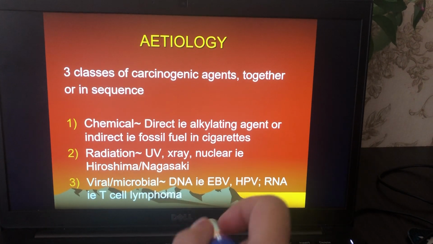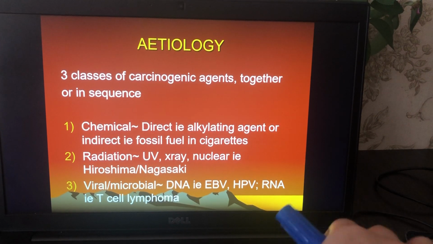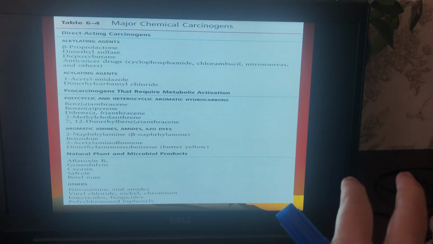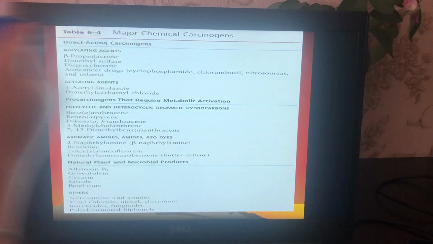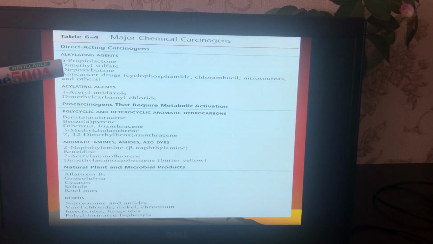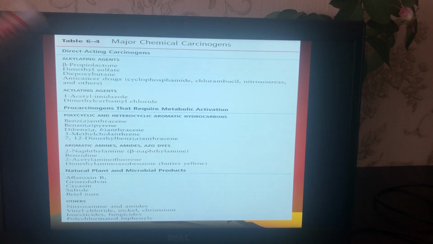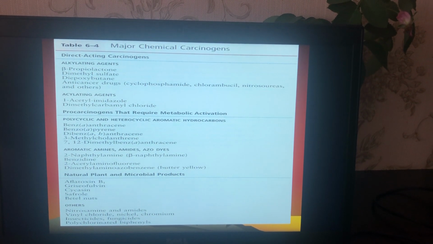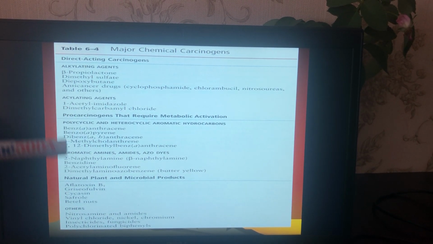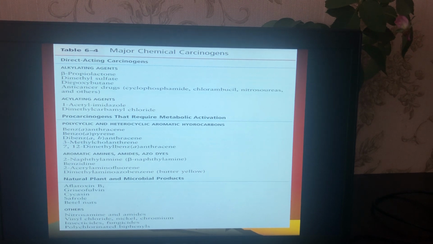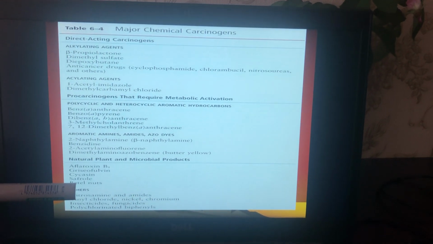So all this can actually cause or create predisposition towards cancer from virus or microbes. Now, these are the different types of chemical carcinogens. So you see alkylating agents, propyl lactone, this is used in cleaning agents. Anti-cancer drugs can also cause cancer. Now, procyclics, these are benzene, dibenzene, these are all found in cigarettes.